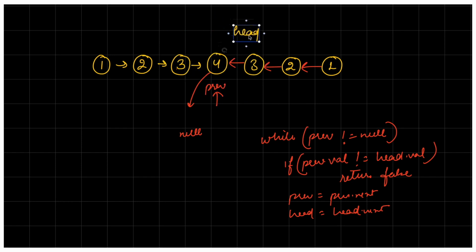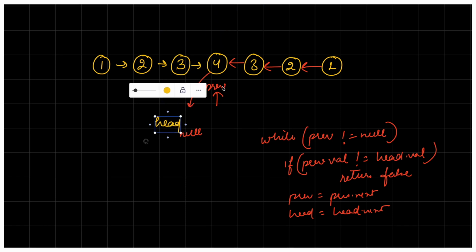So your head will move to the next, but the next of the 4 is not actually 3, the next of the 4 is actually null. And eventually your previous will also be null, right? And at this time, your previous is actually null, so the while loop will not run. So steps are very clear.